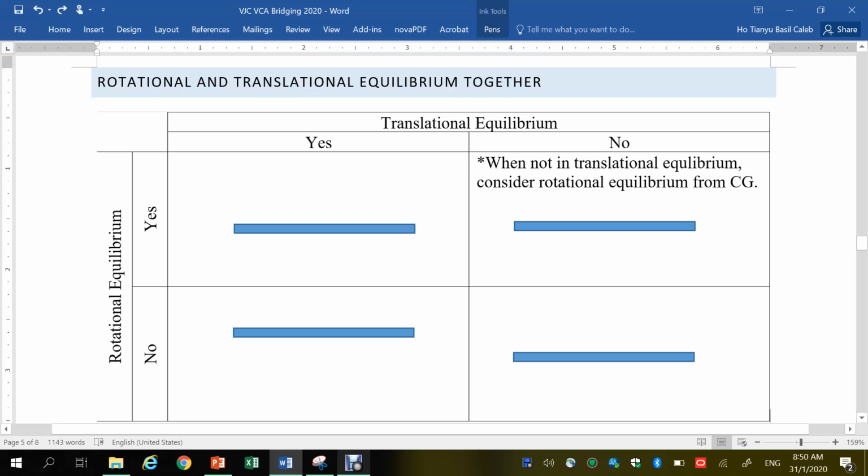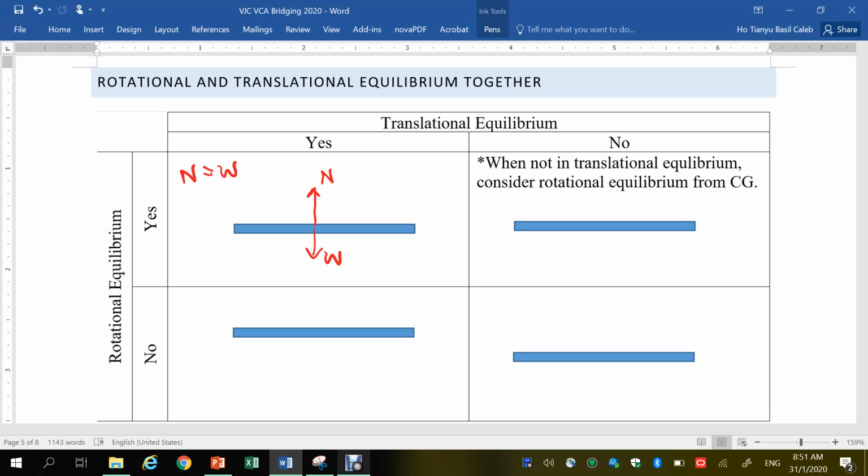In the first situation where there's rotational and translational equilibrium, one of the situations that we know of is this, right? Where the normal reaction force of the table is equal to the weight, where N equals W, there will be no net force, so translational equilibrium. And since both N and W act through the center of gravity, there is no rotational moment, right? Hence, there's rotational equilibrium.